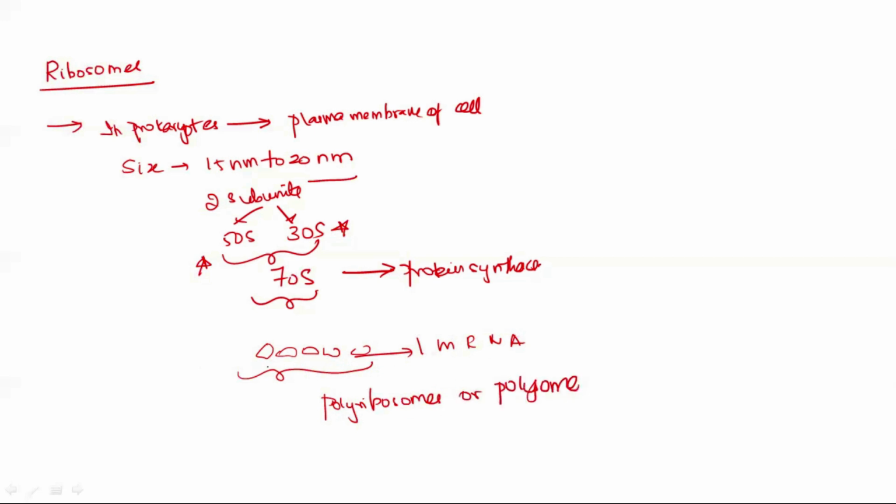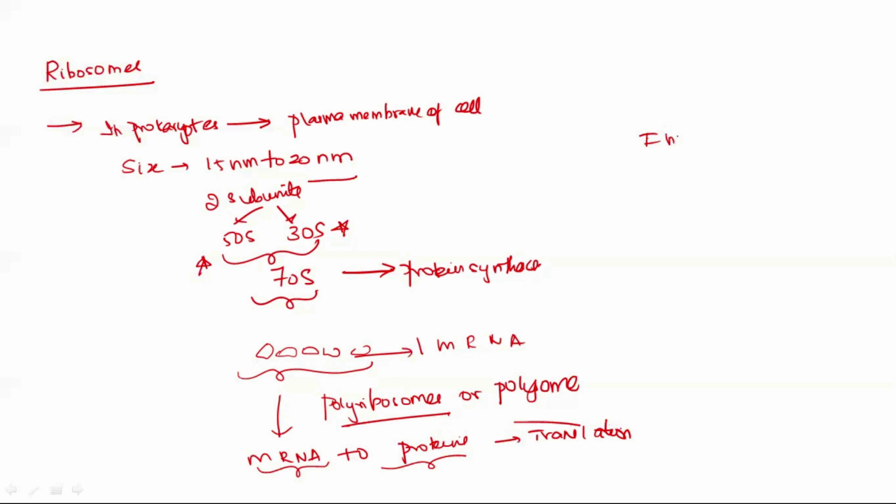And the ribosomes of this polysome translate this mRNA into proteins, and this process is called translation. I repeat, there are several ribosomes attached to a single mRNA and they form a chain called polyribosomes or polysomes. The ribosomes of the polysomes translate mRNA into proteins, and this process is called translation.